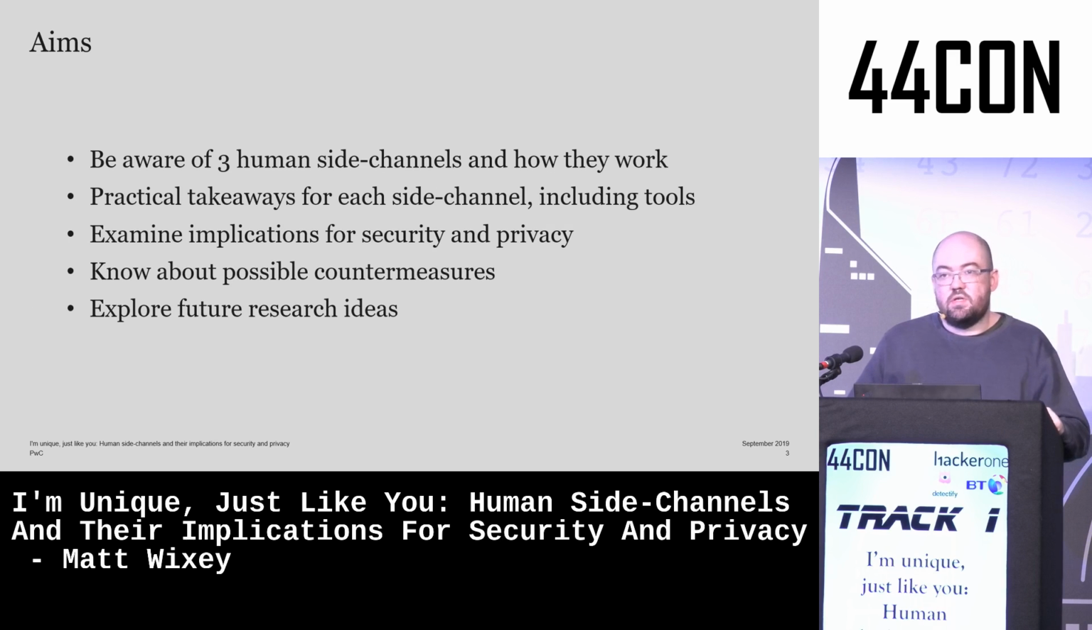So the aims for this session are to introduce you to three kinds of what I call human side channels and how they work, and give you some practical takeaways for each one of those, including some tools that you can download and start playing with straight away. We'll look at the implications of those side channels for security and privacy, associated countermeasures from a privacy perspective, and then explore some future research ideas as well.